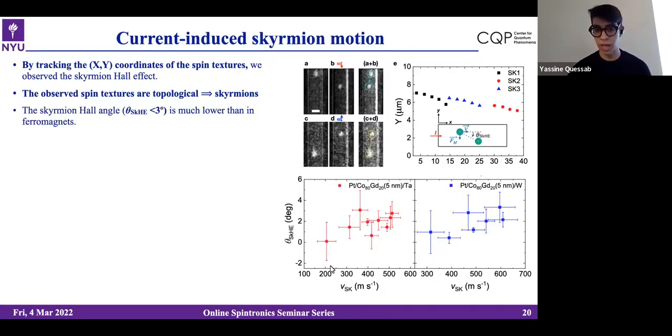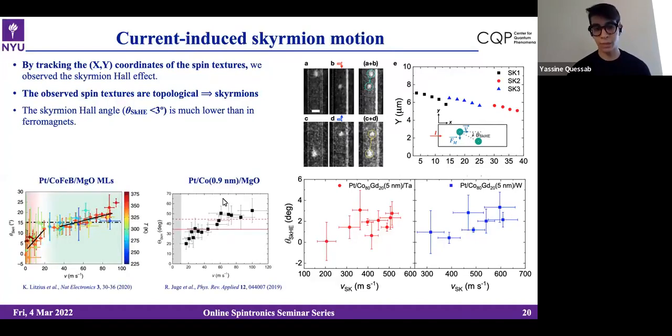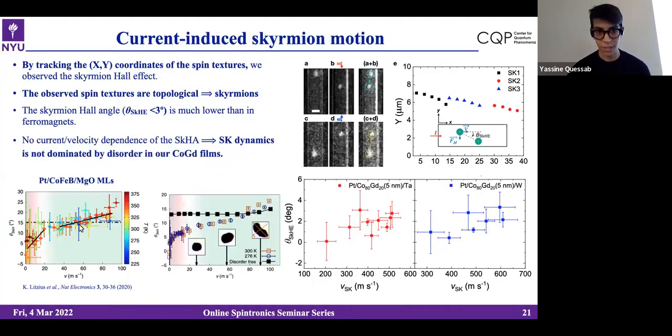So we measure the skyrmion angle as a function of the skyrmion velocity for our 2 samples, and we measure a very low skyrmion angle of about 3 degrees. That is actually much lower, again, than in ferromagnets. Again, in these studies, they observed a velocity dependence of the skyrmion angle, while in our study, the skyrmion angle seems fairly insensitive with regards to the velocity that we measured, even though that is 5 times or 6 times larger than in ferromagnets. And again, this velocity dependence was explained by disorder and deformation of skyrmions.